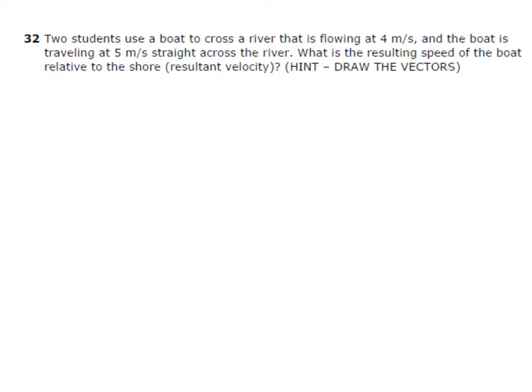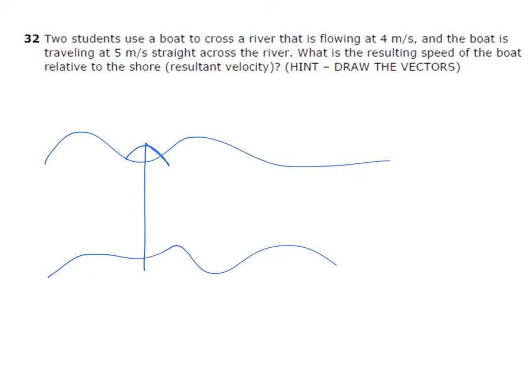So the first thing that we're going to do is draw the vectors. What we have is a boat that is moving in this direction, straight across the river. Let's draw a river in here. It's going straight across the river, and the vectors show that it is traveling at 5 meters per second, and the river itself is going in this direction at 4 meters per second. So which direction is the boat actually going? Well, it's the resultant of those two vectors.